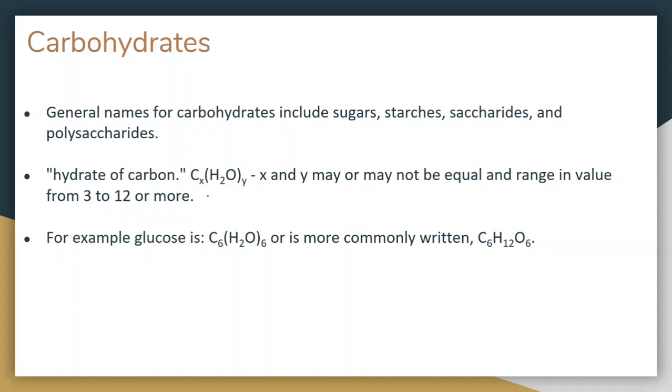The common formula for these carbohydrates is Cx(H2O)y. Here you see there is carbon and water. Carbohydrates are the hydrates of carbon. Here x and y may or may not be equal, so they could be the same or they could be different, and the value ranges from 3 to 12 or more. For example, in the case of glucose, it is 6: C6H12O6, which can be written as C6(H2O)6.